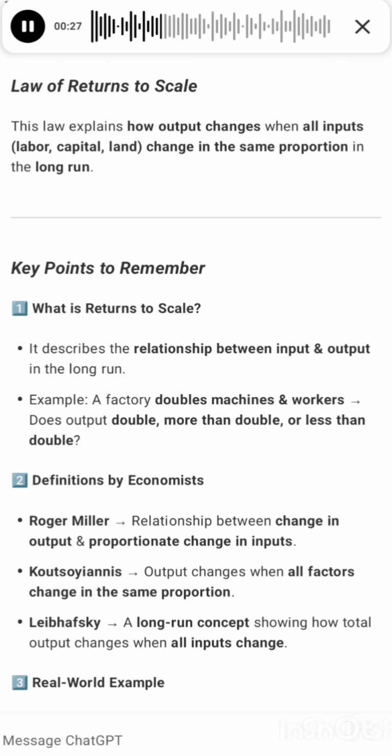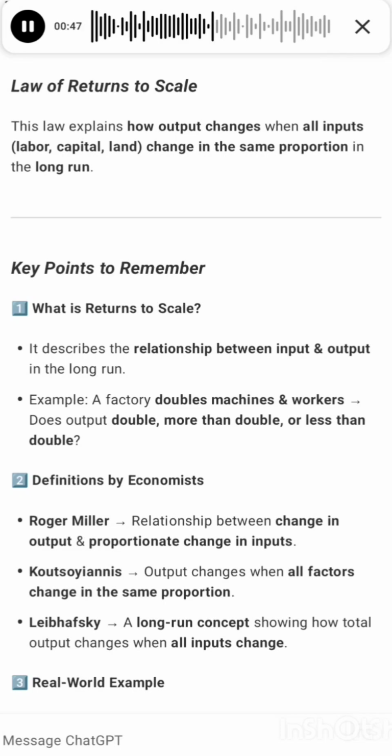2. Definitions by economists. Roger Miller: relationship between change in output and proportionate change in inputs. Koutsoyiannis: output changes when all factors change in the same proportion. Lipsey: a long-run concept showing how total output changes when all inputs change.